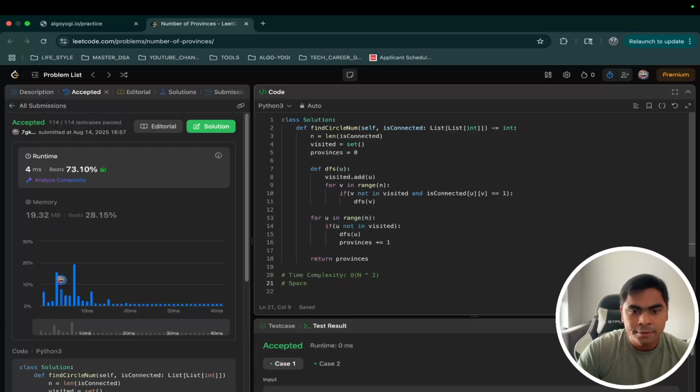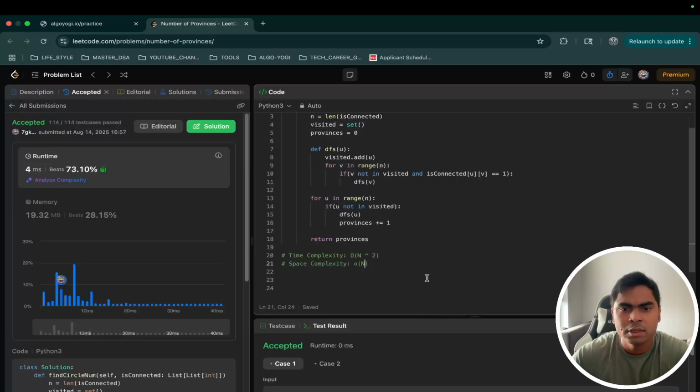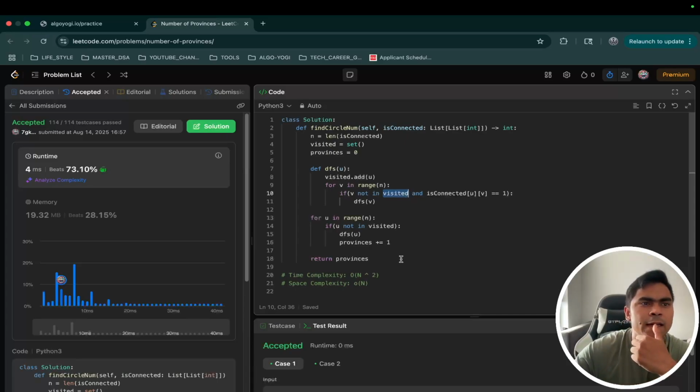Space complexity: we have this visited set that stores all the nodes, because at max it is storing just all the nodes, right? That's the number of nodes, so it will actually be n. So this is the space complexity, and time complexity is n square.